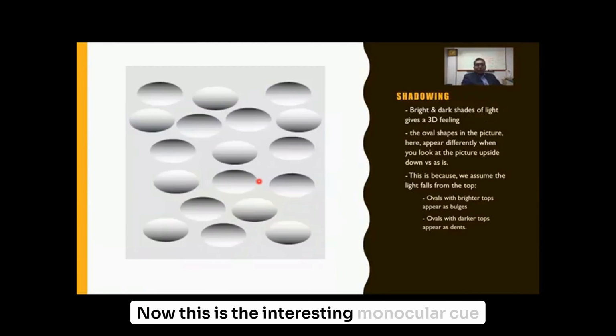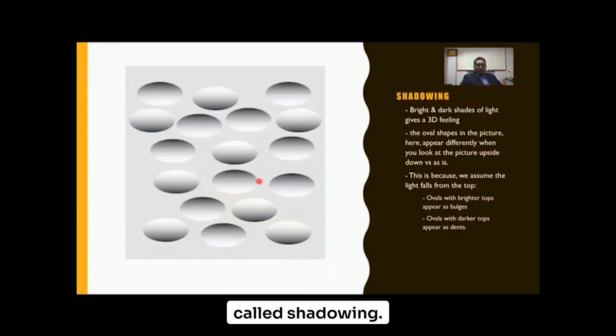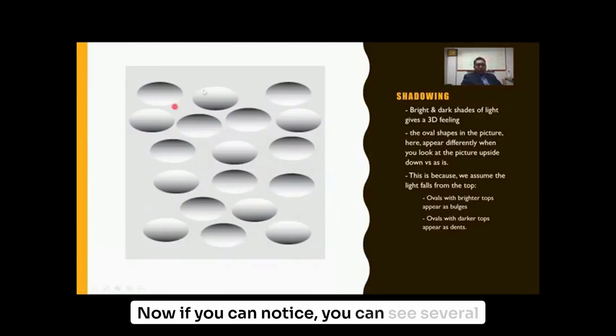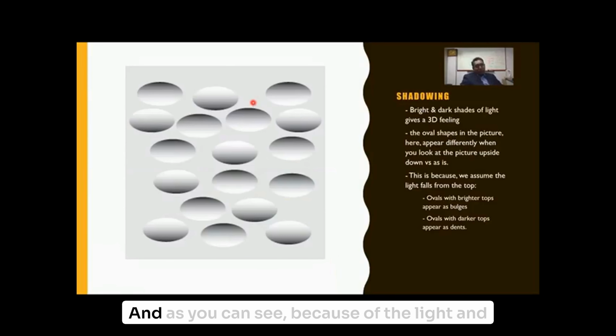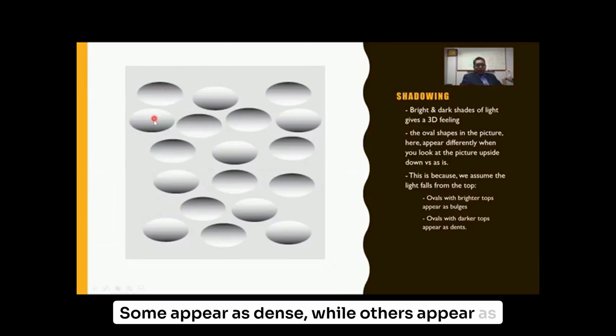Now, this is the interesting monocular cue called shadowing. If you notice, you can see several oval shapes here. Because of the light and dark nature of the objects, you get a three-dimensional appearance to these objects. Some appear as dents, while others appear as bulges.